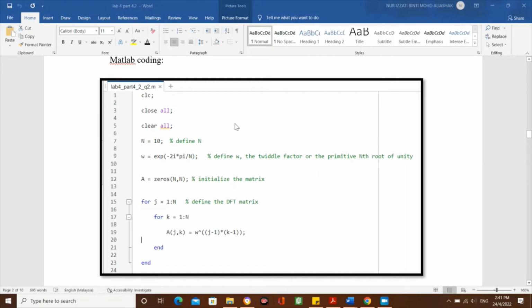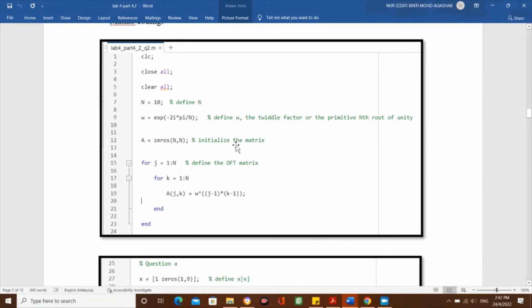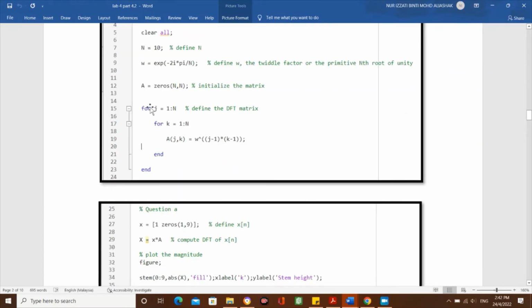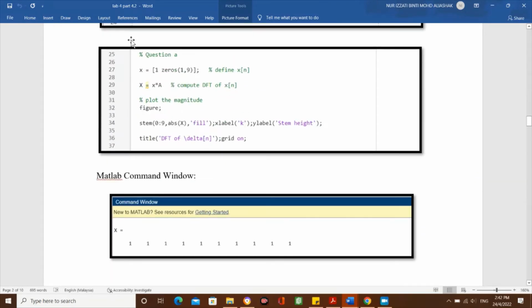For question 2, we need to compute the DFT for the following equation. First, we define the value of n equal to 10. Then we define omega. Omega is equal to exp(-2jπ/n). Then we initialize the matrix of A. After that, we use a for loop to define the DFT matrix. For question A, we define xn, x is equal to [1, 0, 1, 9].